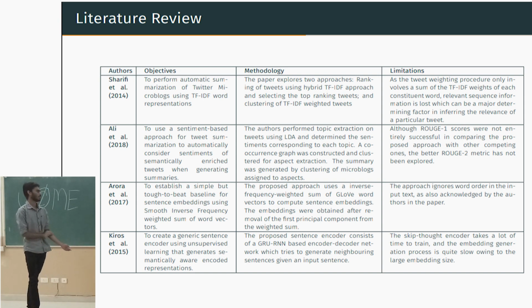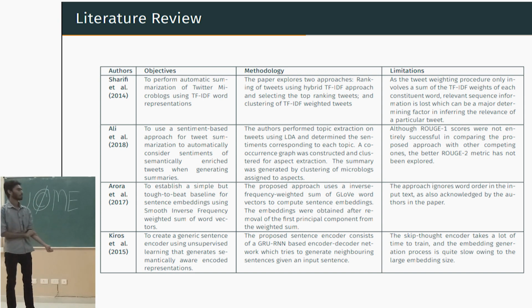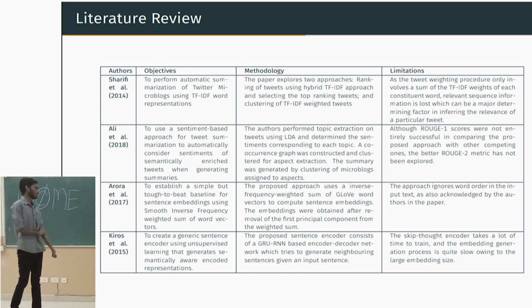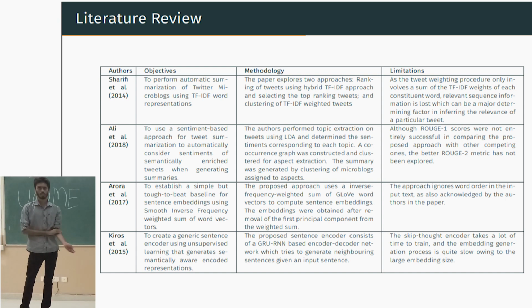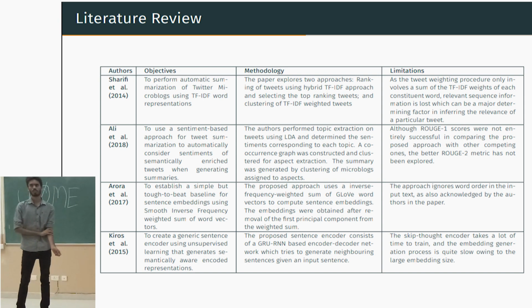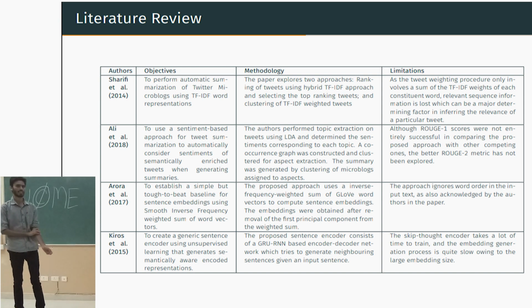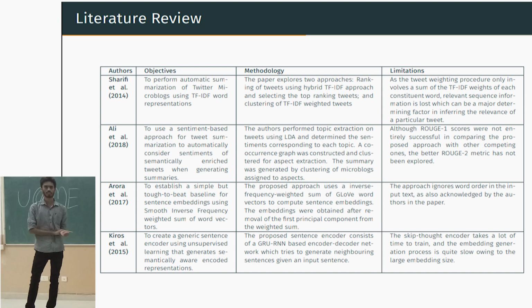The third paper was by Arora and others in 2017. They established a simple baseline which consisted of smooth inverse frequency weighted word vectors. The proposed approach used the inverse frequency weighted sum of word vectors, and then they also removed the first principal component from the obtained vectors to arrive at the sentence embeddings. This approach also ignores the word sequence information, which was also acknowledged by the authors of that paper.